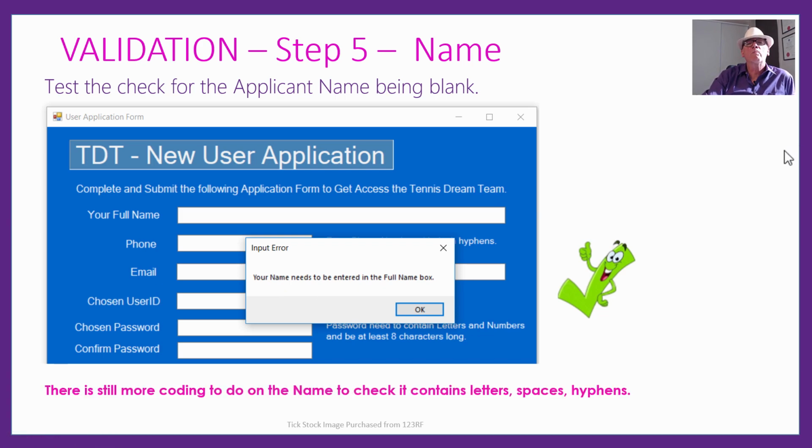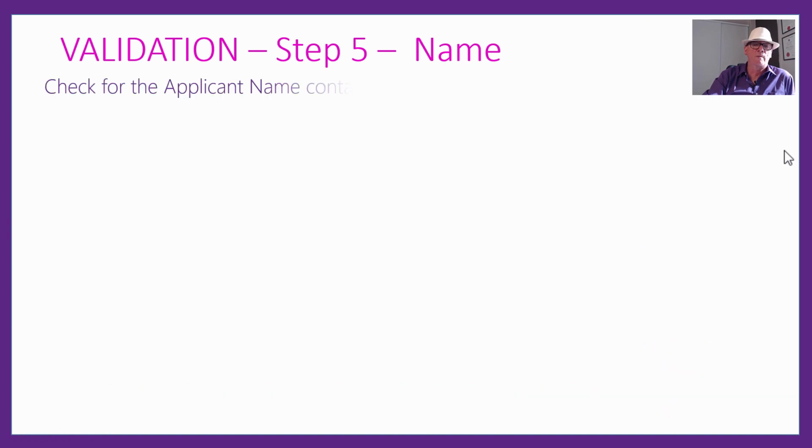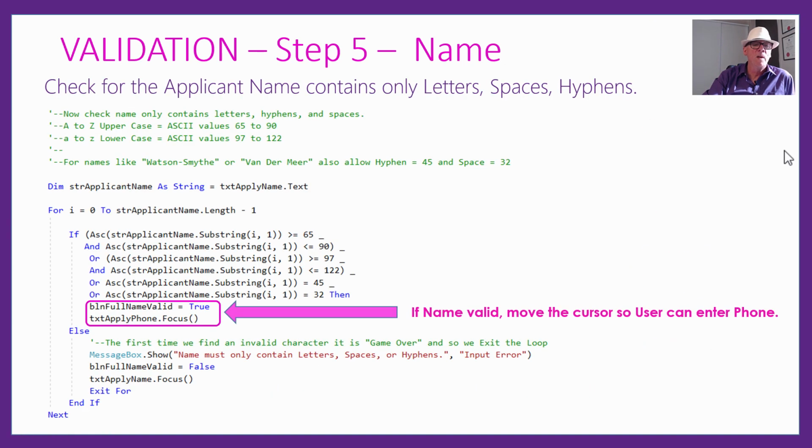Now we still need to do a little bit more validation on the name, so we go back into its subroutine there, and we need to check that it's only got A to Z letters, upper or lower case, but it can have hyphens for names like Watson-Smythe, or for long names Van der Meer, it can have spaces in it. So we also allow 45 and 32 in our ASCII values because that's for space and hyphen. So just like we've done previously in other programs, we have to set up this long if and or and make sure we got all the brackets right, so it's a little bit tricky.